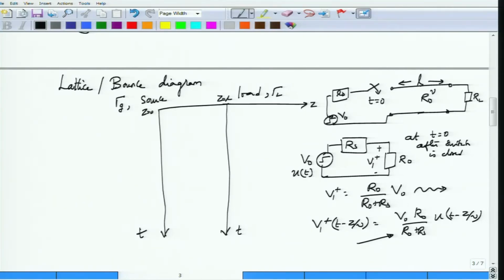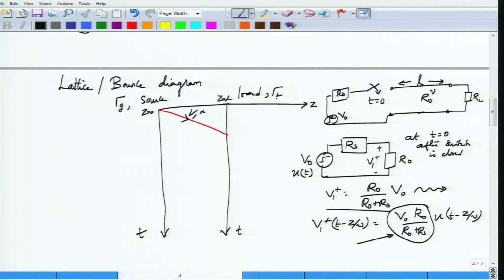What we do on this lattice diagram is look at this amplitude and draw a line which starts at Z equal to 0 and reaches Z equal to L, and we mark the amplitude here as V1 plus. This is the amplitude that we have. V1 plus is R0 by R0 plus Rs into V0, and we put an arrow indicating that the movement of this voltage is from source to load. So the source carries a step voltage of amplitude V1 plus on the transmission line.